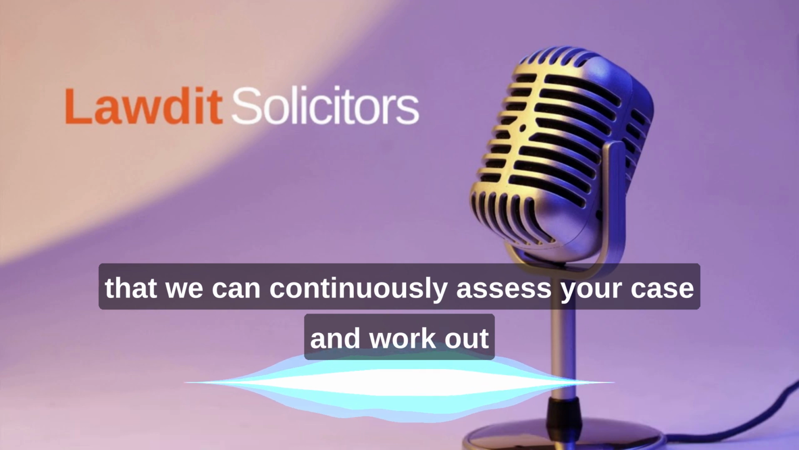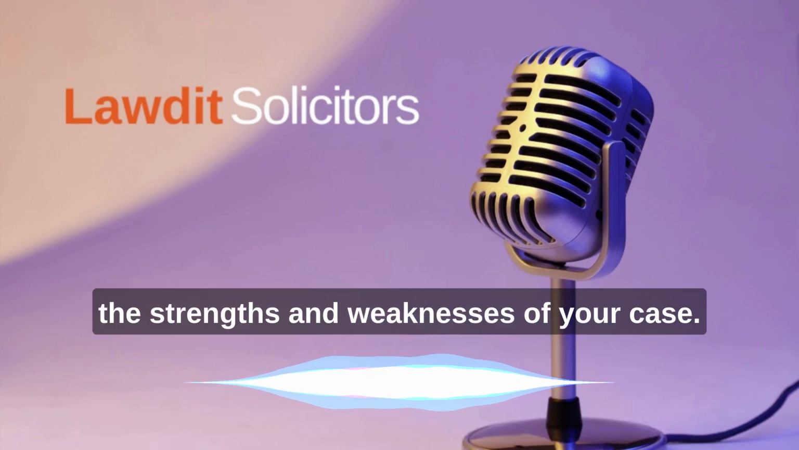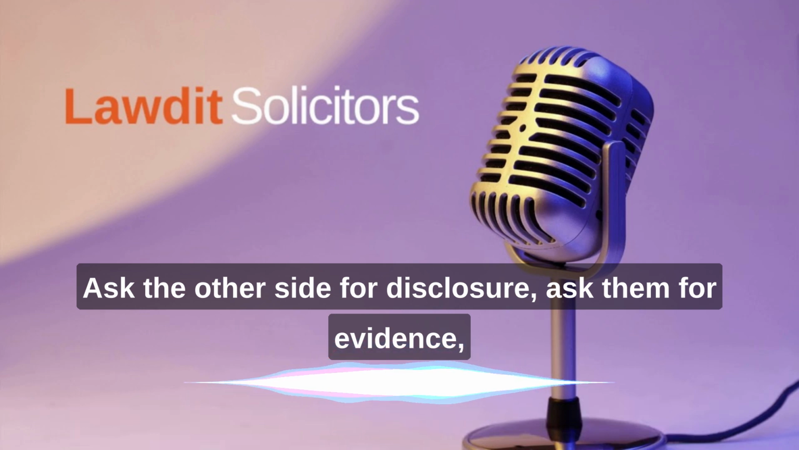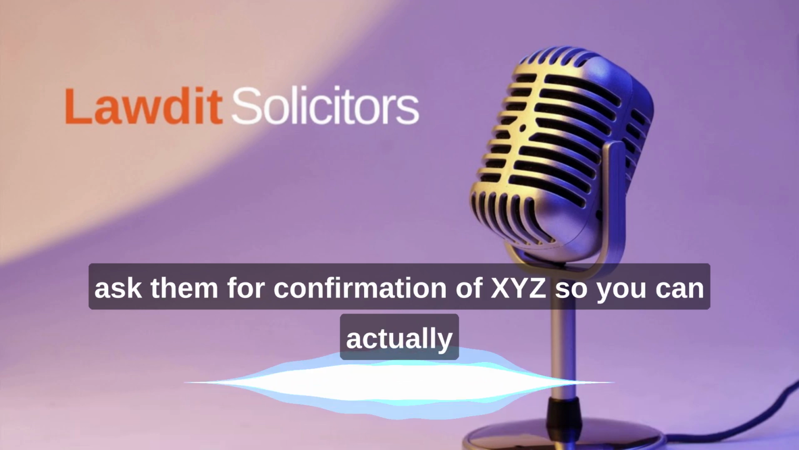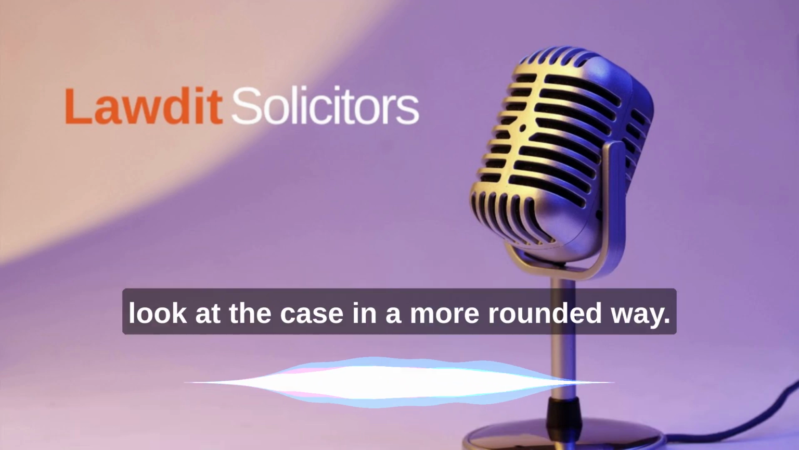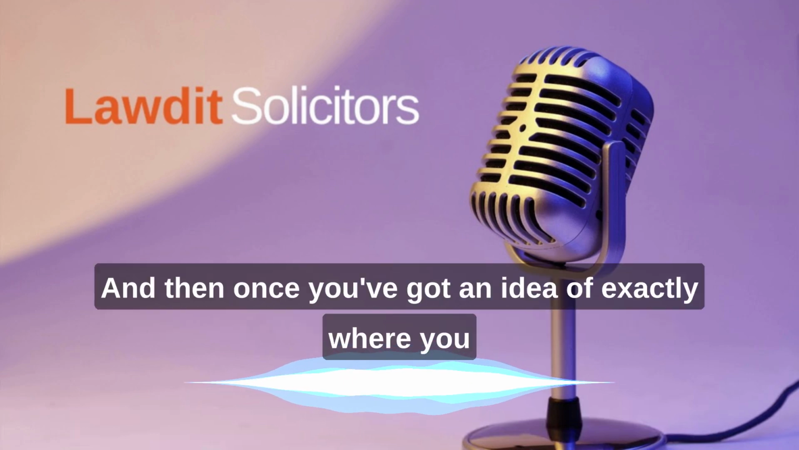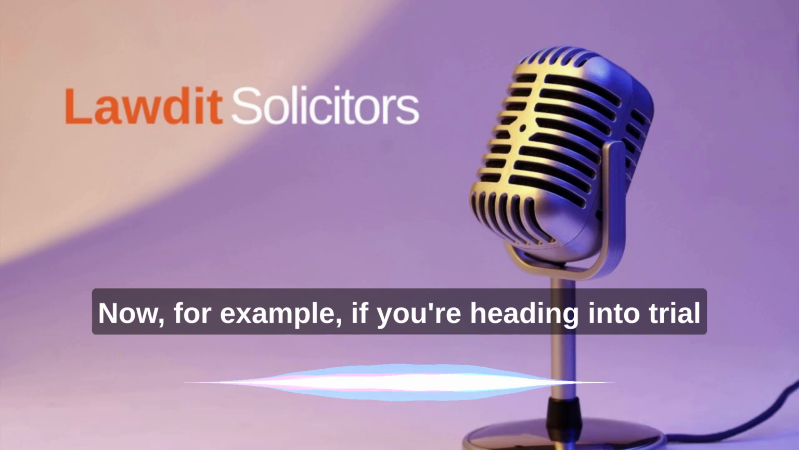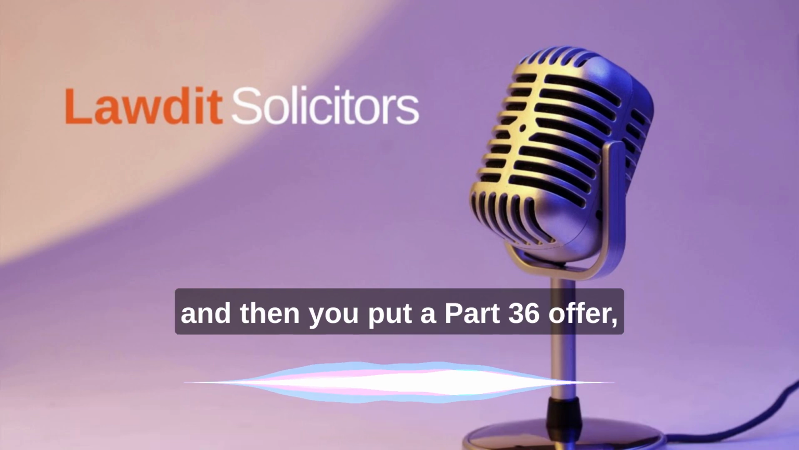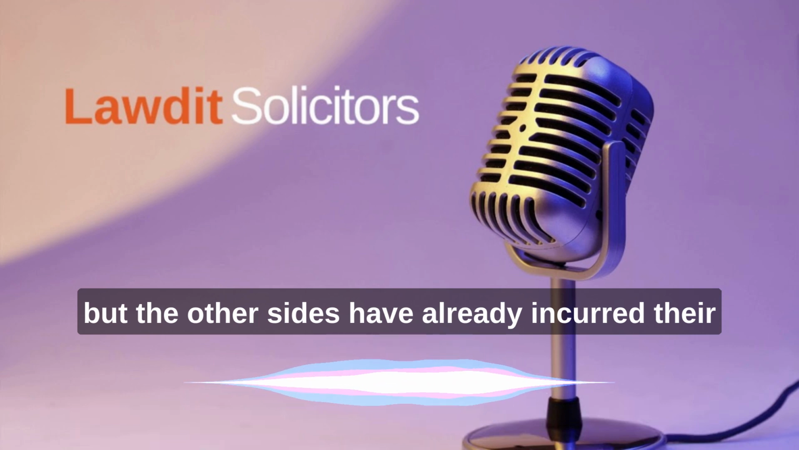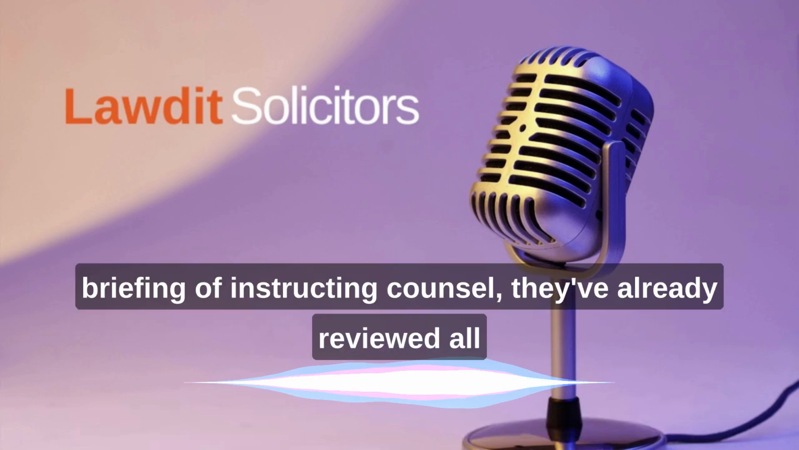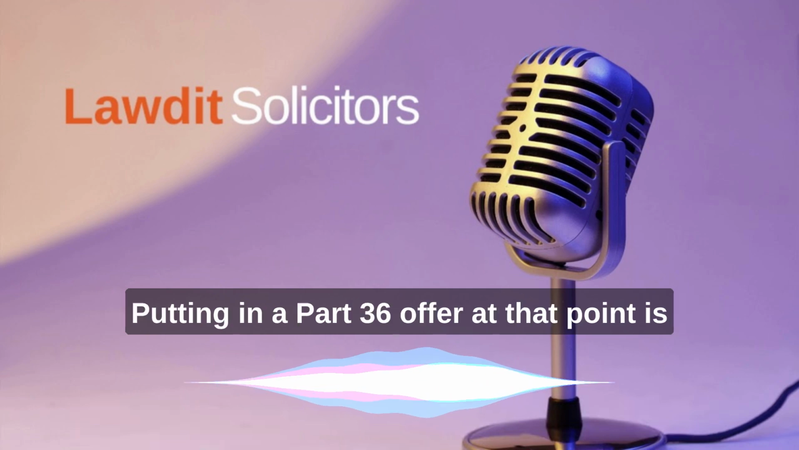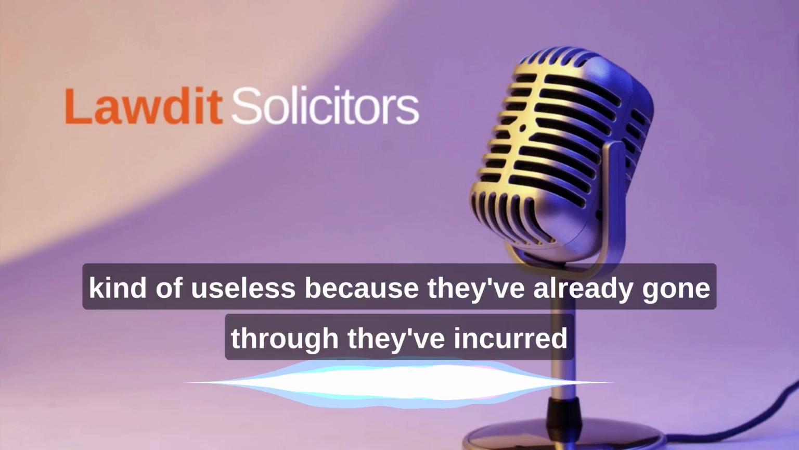continuously assess your case and work out the strengths and weaknesses of your case, ask the other side for disclosure, ask them for evidence, ask them for confirmation of X, Y, Z, so you can actually look at the case in a more rounded way. And then once you've got an idea of exactly where you are, then you can look at making a Part 36 offer. Now, for example, if you're heading into trial and then you put a Part 36 offer, but the other side has already incurred their brief fee of instructing counsel, they've already reviewed all the documents and they're ready for trial, putting in a Part 36 offer at that point is kind of useless because they've already incurred all those costs.